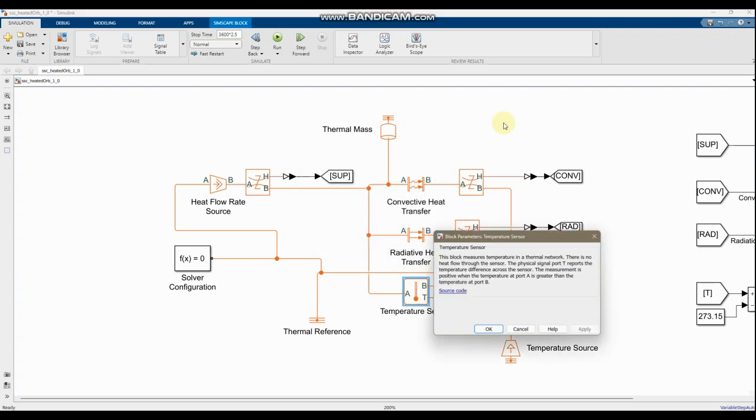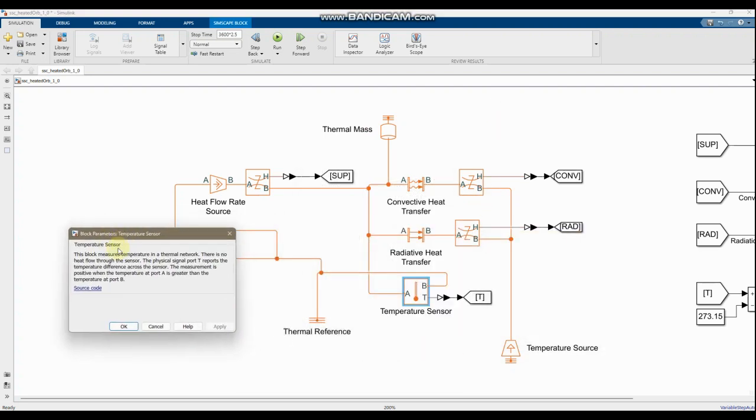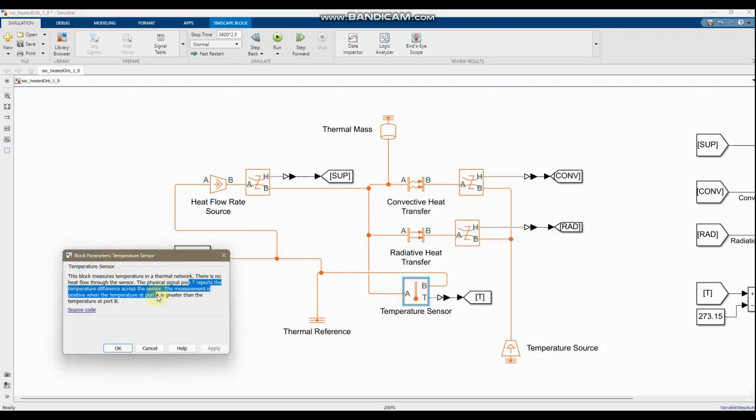If you need more info about how to connect thermal temperature sensors and which direction is the positive, you just need to double click on it and bring up the help.